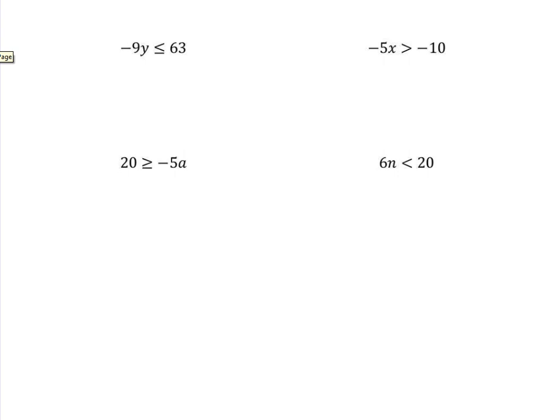All 4 of these problems involve using the division property of inequality to solve. So if we take a look at this first problem, negative 9y is less than or equal to 63. How do I solve for y? Divide by negative 9. And when you do that, you get y on the left and what on the right? Negative 7. And my inequality symbol will be, we flip it, greater than or equal to negative 7.